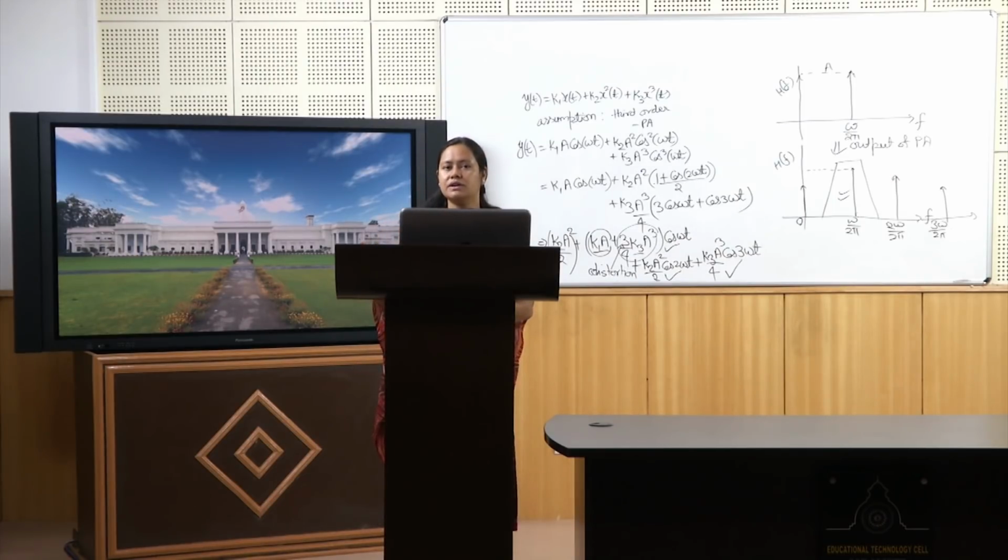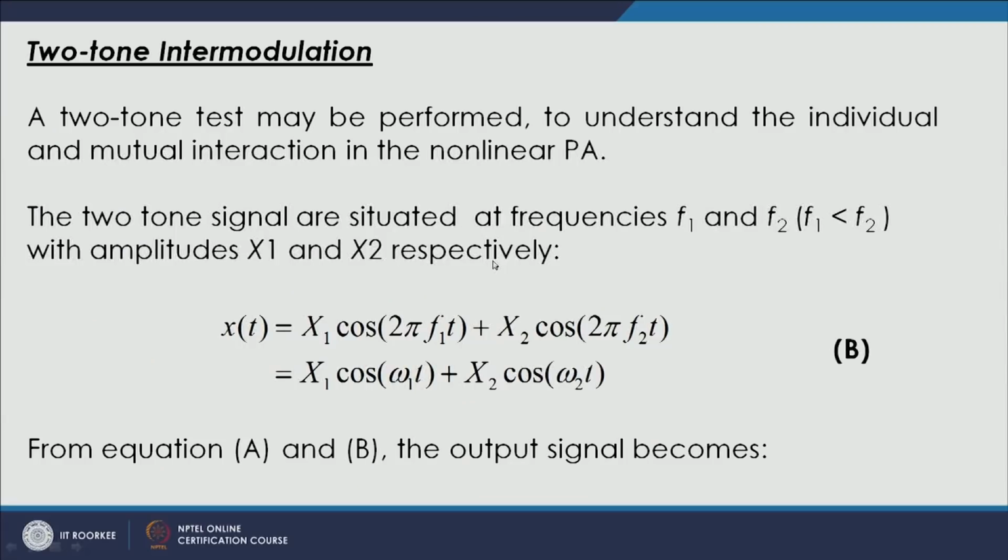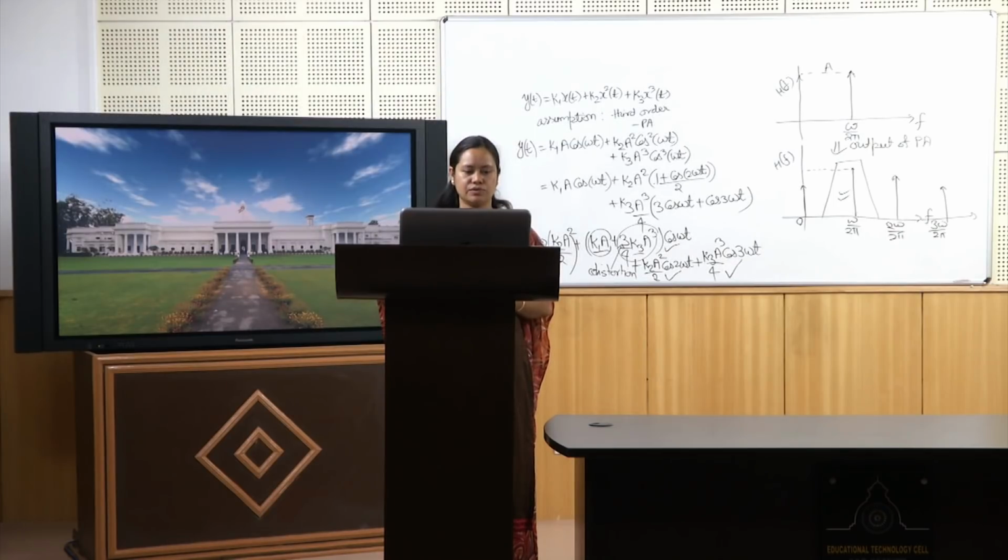Now, most of the advanced communication system waveforms are multi-carrier, so it is more significant. So take care of the two-tone test. We have to see the mutual interaction between the different tones here. So let us assume that we have two tones situated at the frequencies f1 and f2, and we are assuming that f1 is at a frequency lower than f2.